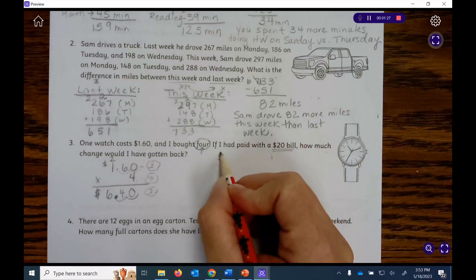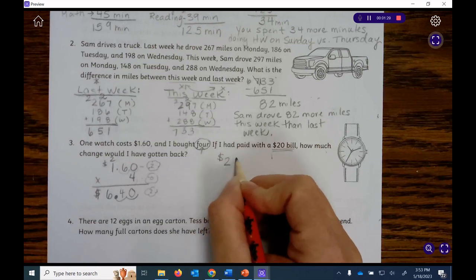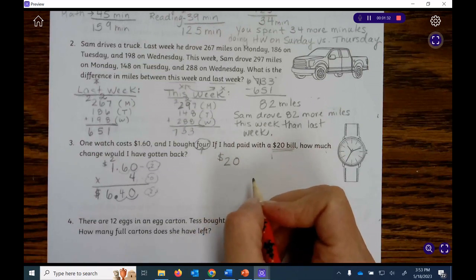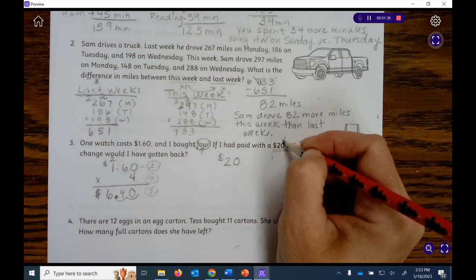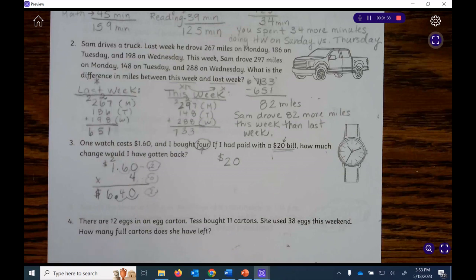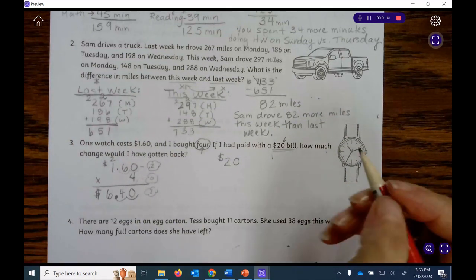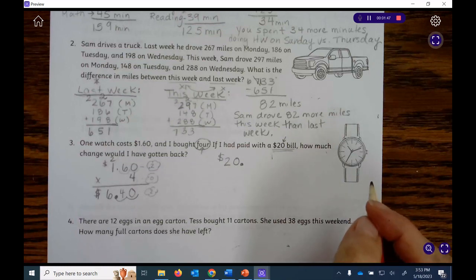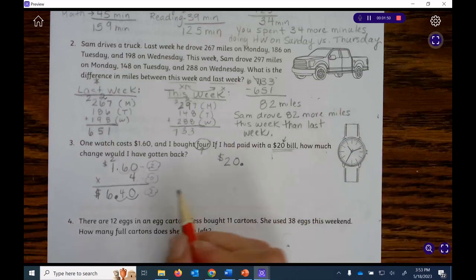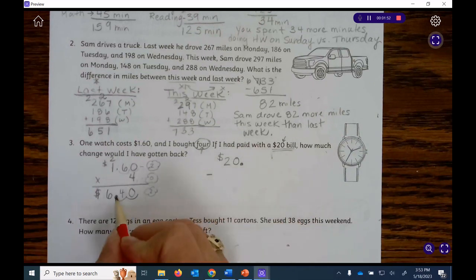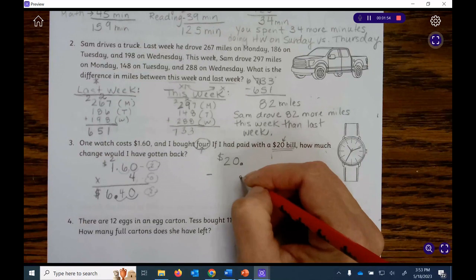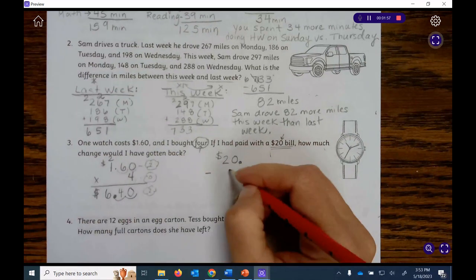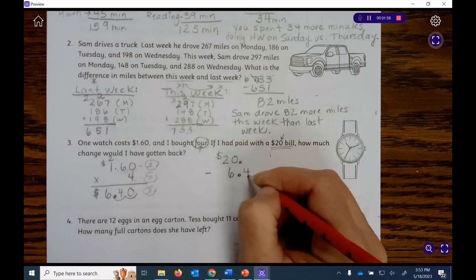So we will have to subtract $20, take away $6.40. This number does not have a decimal place in it. It's a whole number, so the decimal goes after the 0 at the end of the number, just like in a sentence you have a period at the end of the sentence. To subtract decimals, we line up the decimal points. So I'm going to put a decimal point here, and then put the 6, the 4, and the 0.